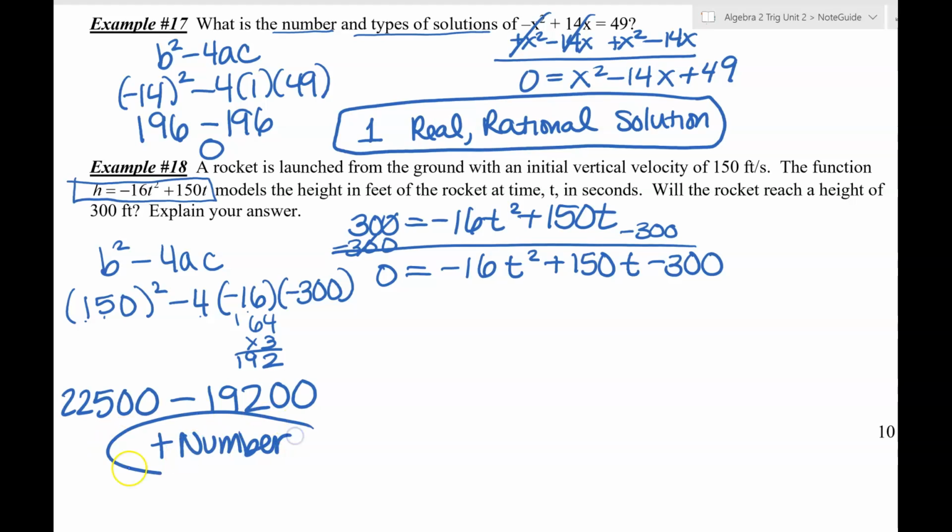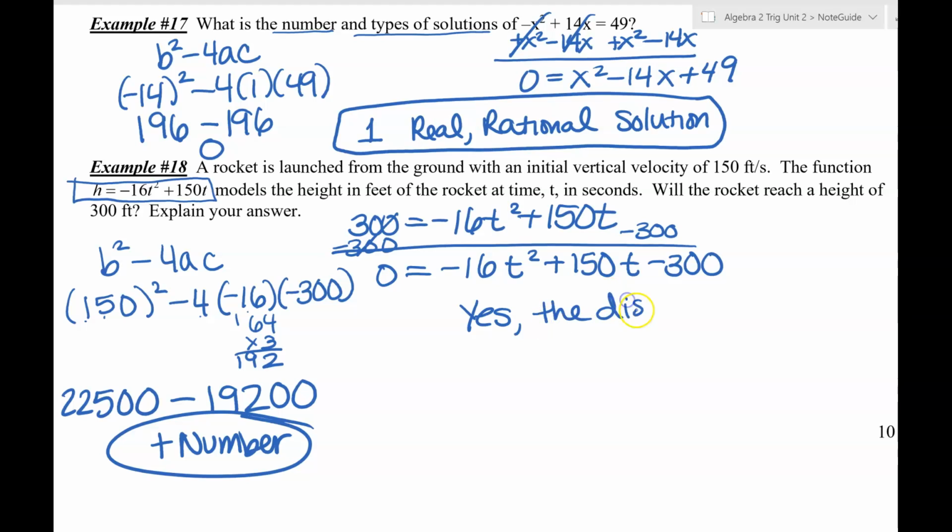That's enough information without even knowing what that number is to answer this question. A positive number in the discriminant meant there were 2 solutions to this problem. So this means, yes, it will hit 300. It will actually hit 300 feet on the way up and on the way down. That's probably why there's 2 solutions. So yes, okay. And then when it says explain your answer, I would want to explain that because of the discriminant value, that there are 2 solutions, meaning it will reach that height twice, okay?